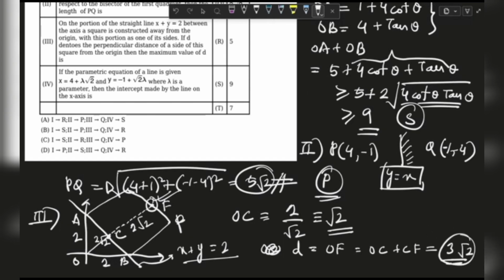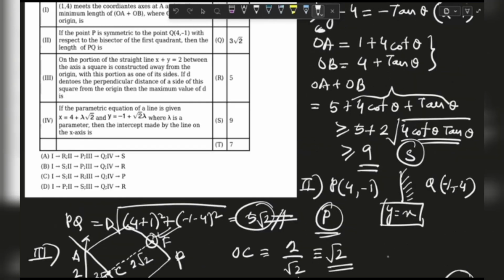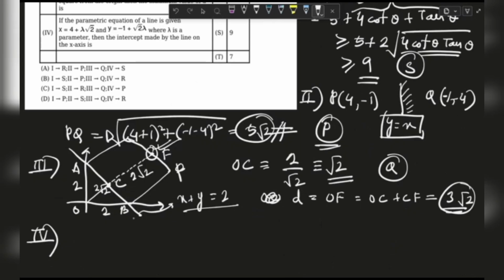And I guess this thing, I will check in the options. What is this? So this thing was our option number Q. So let's now proceed to the final part where we have a parametric equation. So first I will write this down. They have given x equal to 4 plus lambda root 2 and y equal to minus 1 plus lambda root 2. I will bring the page down now.